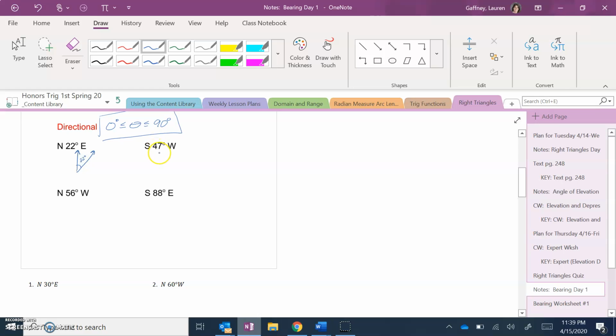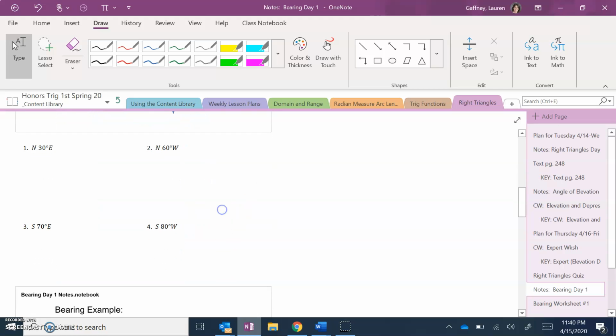Okay, so this one is saying 47 degrees west from due south. So here's my due south. So west would be to the left, so 47 degrees west of south. Okay, this one. This is saying basically 56 degrees west from north. So here's my north. So west would be this way, so 56 degrees west of that. Okay, this one is saying 88 degrees east from south. So east would be to the right, so it would look like that.